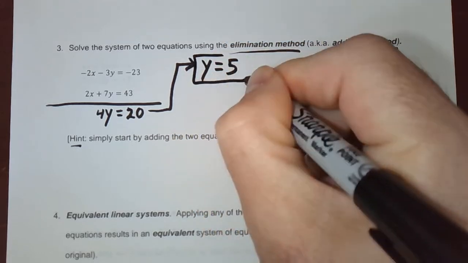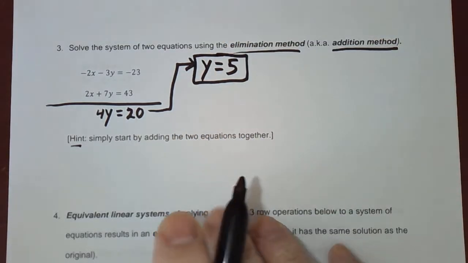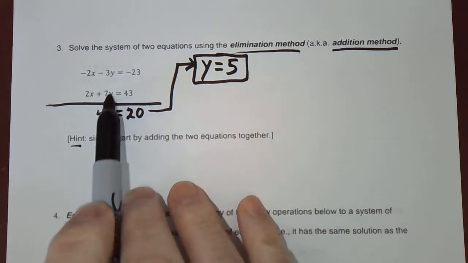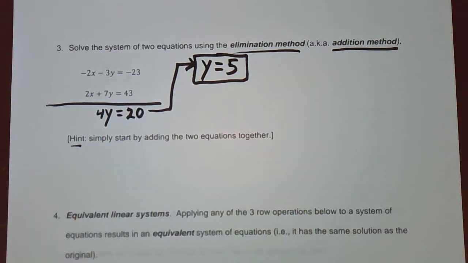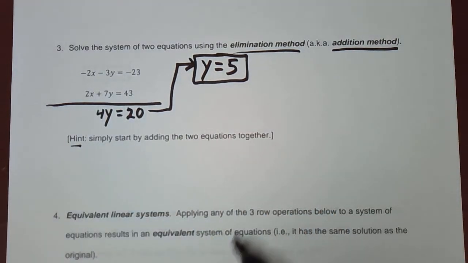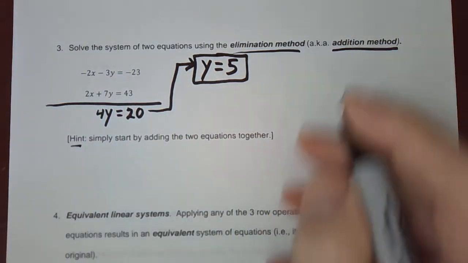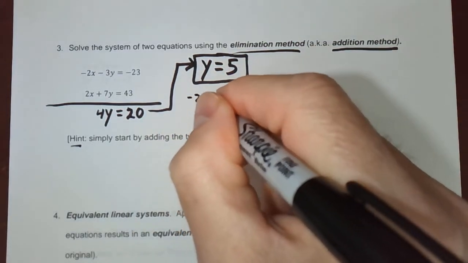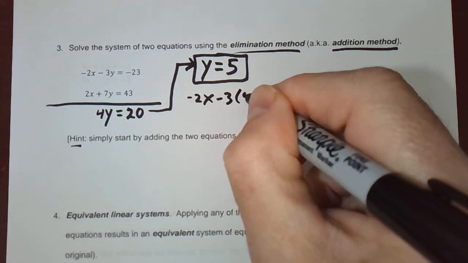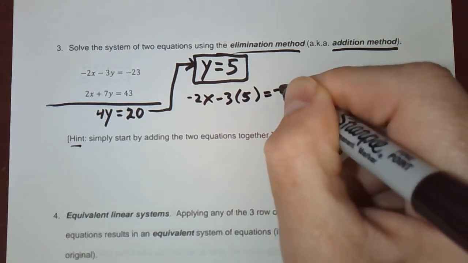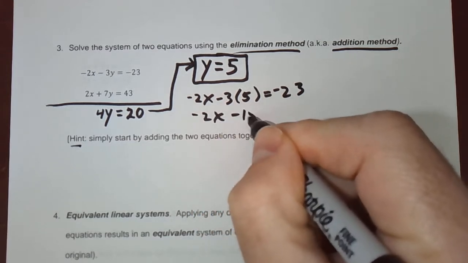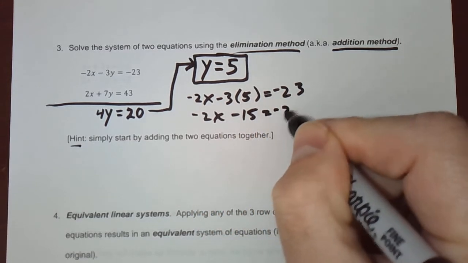Very simple. We're only halfway done, and now we just repeat like we did with the substitution method. Go back to either of the two original equations, substitute y equals 5, and we'll find out what x is. I'll go to the first equation. Negative 2x minus 3 times y, which is 5, equals negative 23.